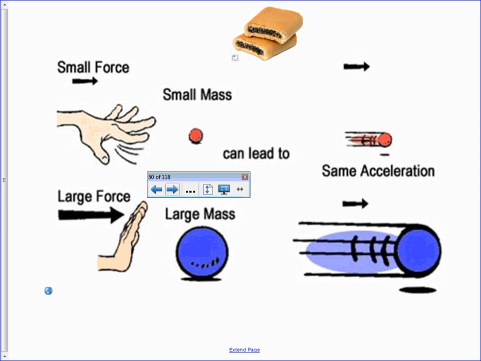This kind of just illustrates that. Pretend we have our planner and our textbook again. The small ball is the planner, the large ball is the textbook. To get them to accelerate at the same rate, you need to apply a small force to the small mass, and you need to apply a large force to the large mass, and then they'll accelerate the same. As you notice, they are directly proportional. Large force, large mass. Small force, small mass. Same acceleration.